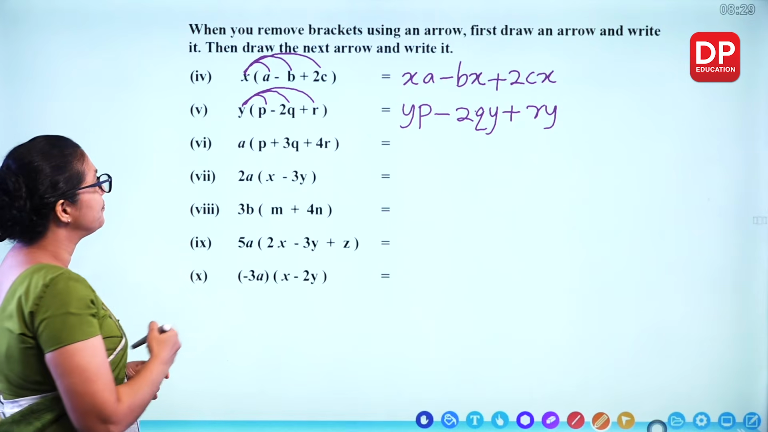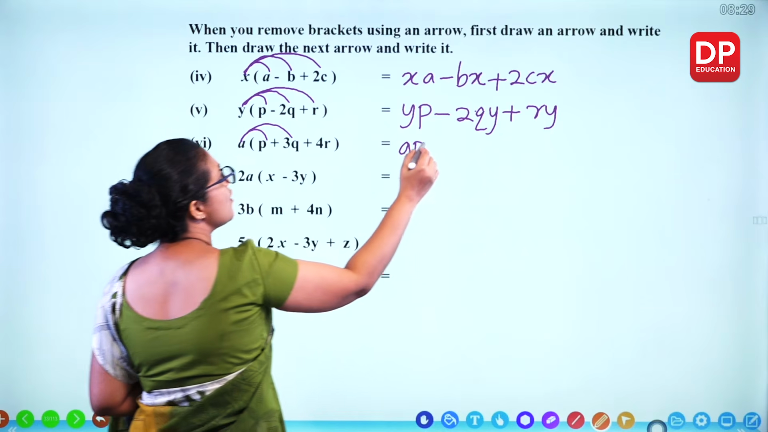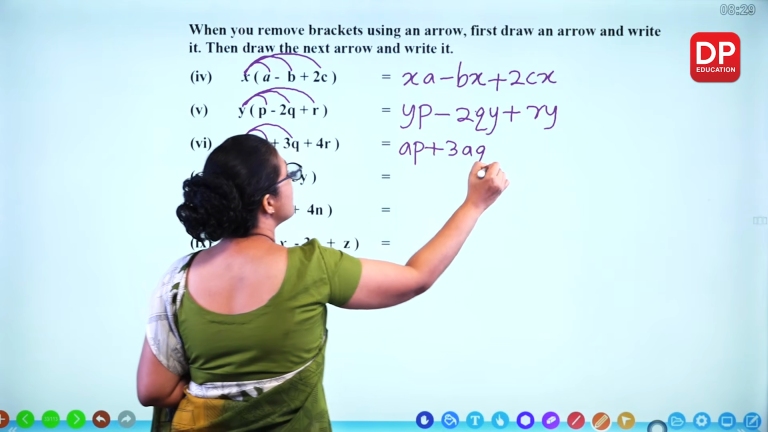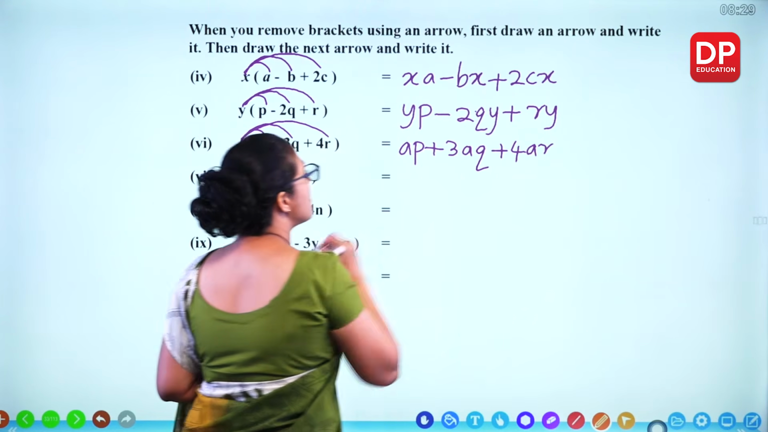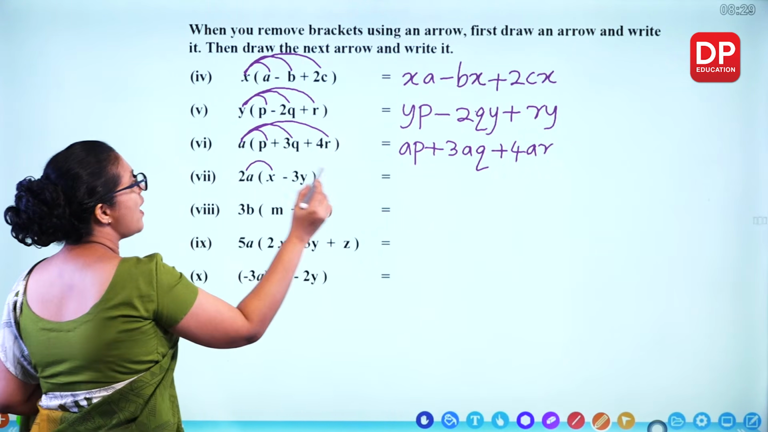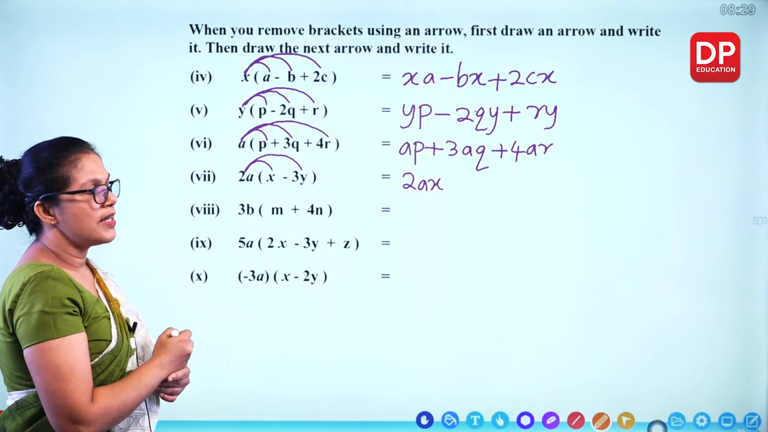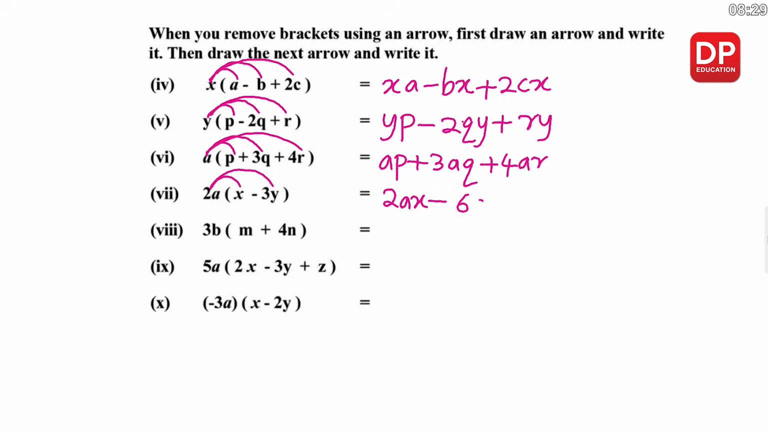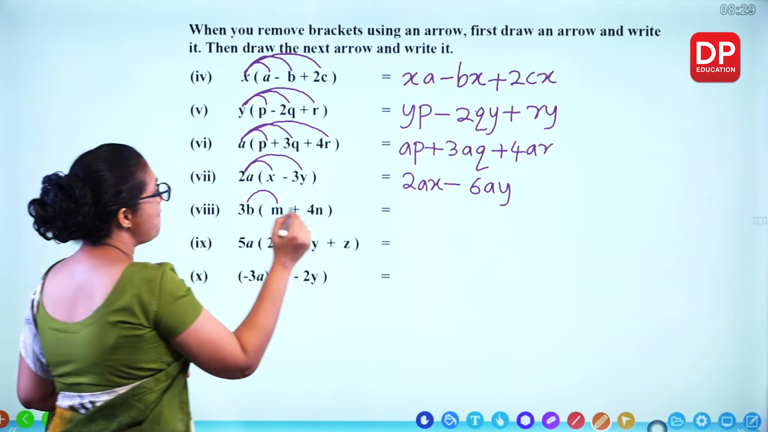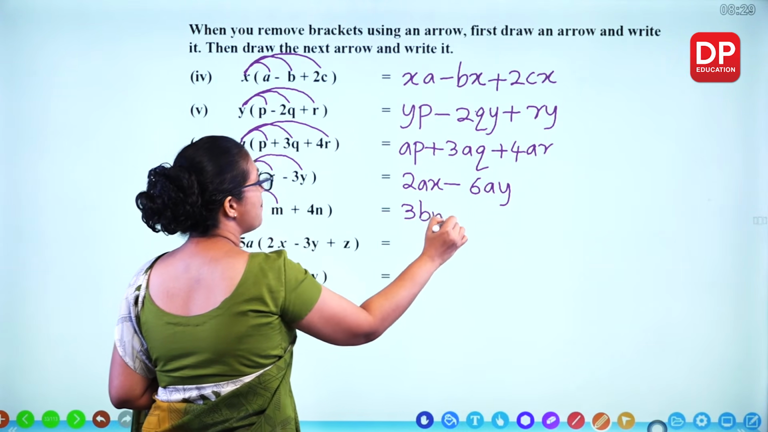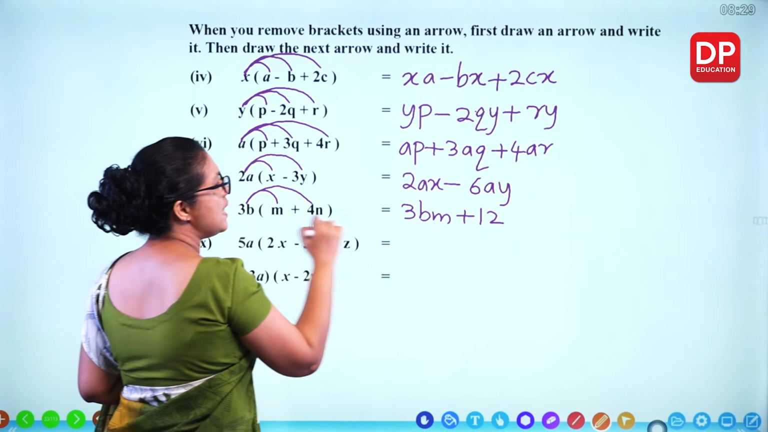Now try. a into p, ap. a into 3q, 3aq. a into 4r, 4ar. 2a into x, 2ax. Minus 3y, that is minus 6ay. This one, 3b into m, 3bm. 3b into 4n, 12bn.